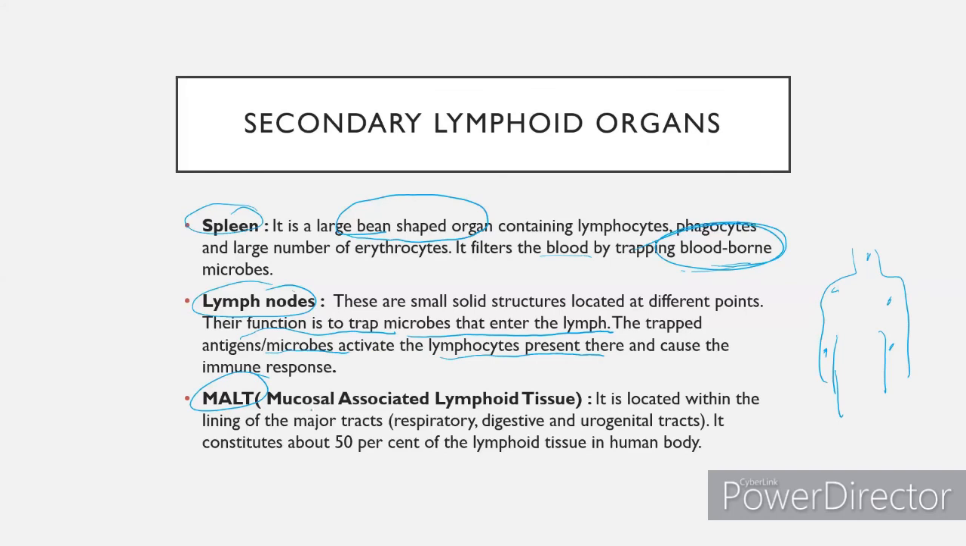MALT is the mucosal associated lymphoid tissue. It is located within the lining of the major tracts, which are the respiratory tract, digestive tract, and urogenital tract. So it is located within the lining of these major tracts.